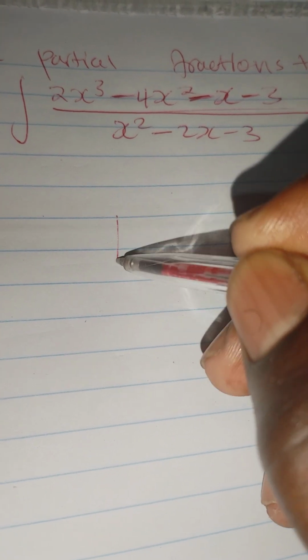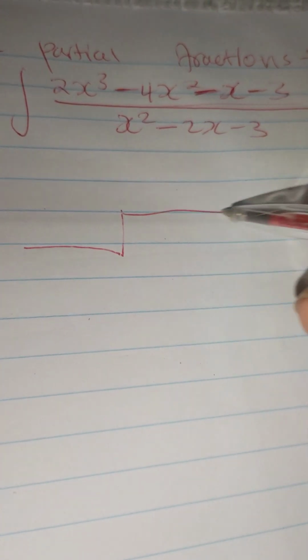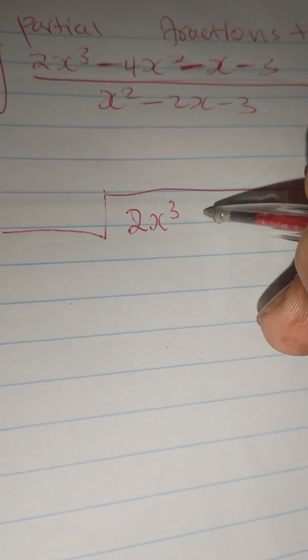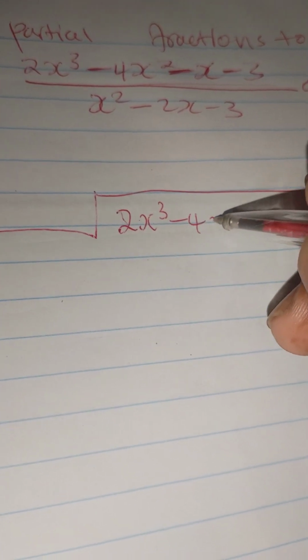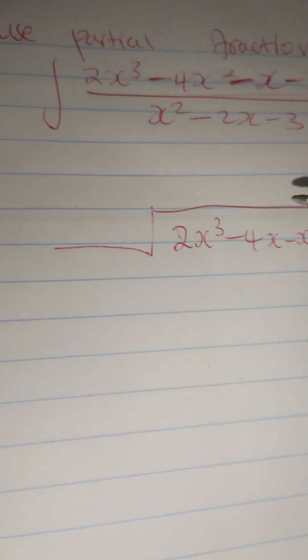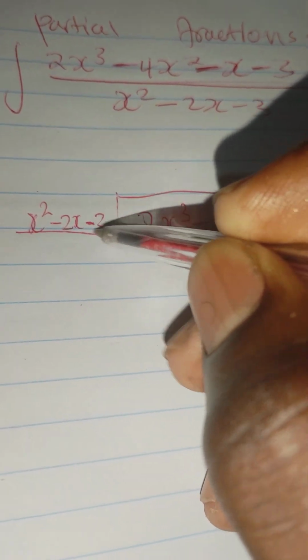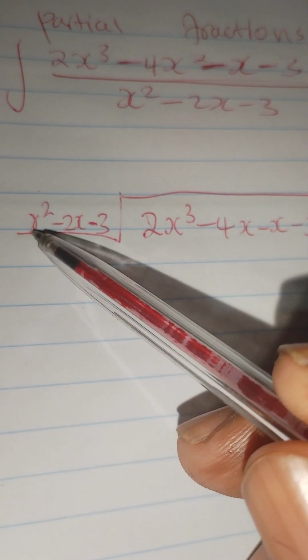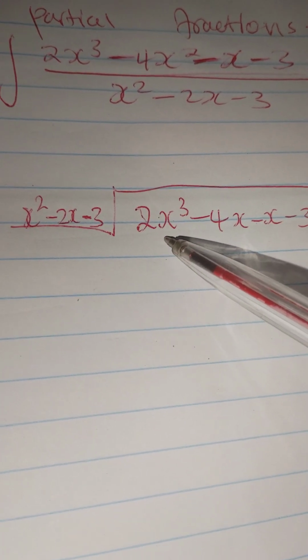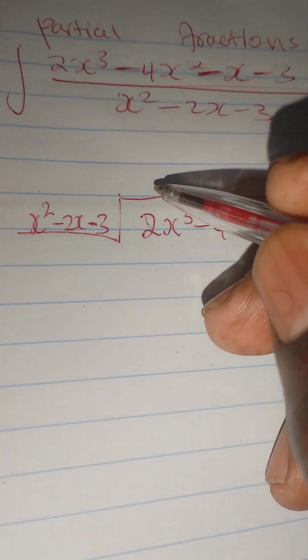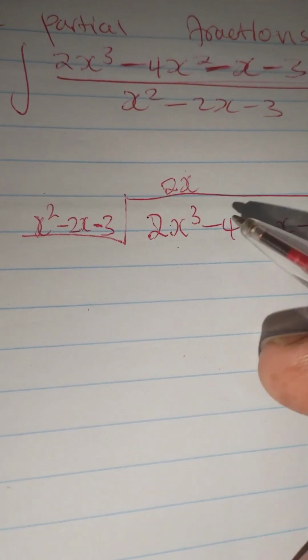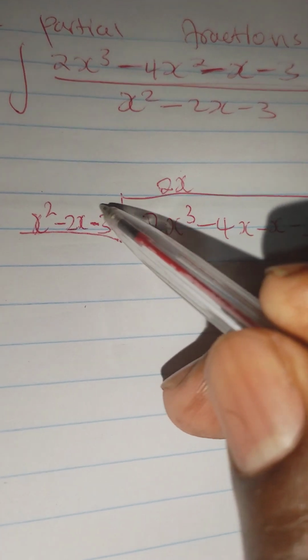You can use the long division method, right? Then you say, okay, you are dividing 2x cubed minus 4x minus x minus 3 by the function x squared minus 2x minus 3. So you ask, how many times does x squared go into 2x cubed? It will go 2x. Then from there you multiply 2x by everything.